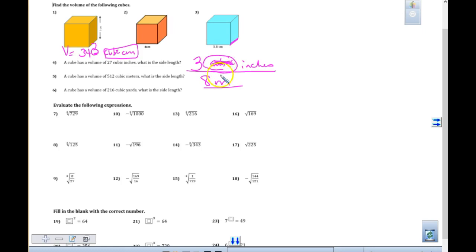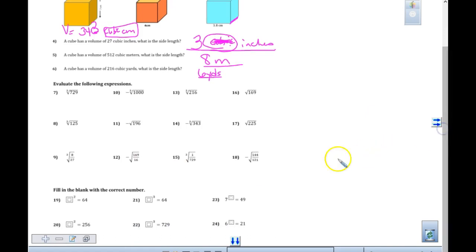I don't care which one. So that when I look at 216, I see not cubic yards, but just 6 yards. So checking those answers in the back, none of these should be cubic. Should 1, 2, and 3 have the word cubic with it? Definitely, okay?